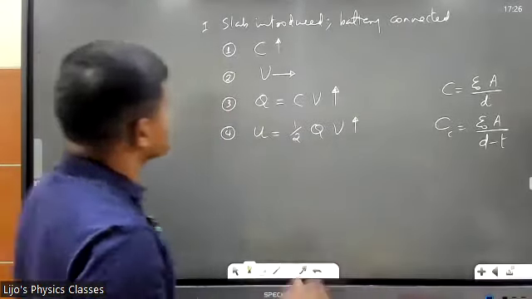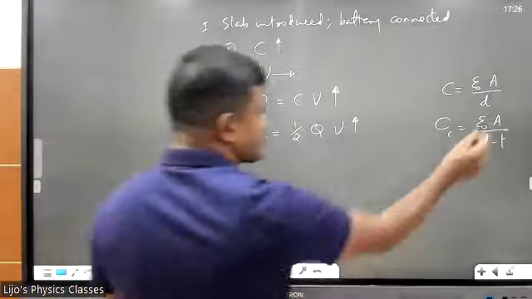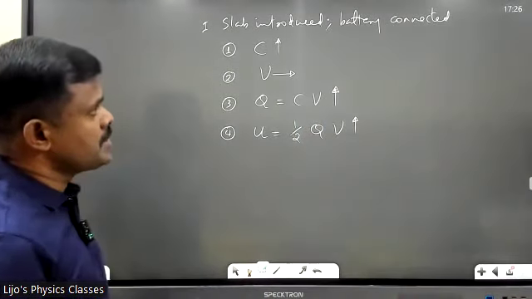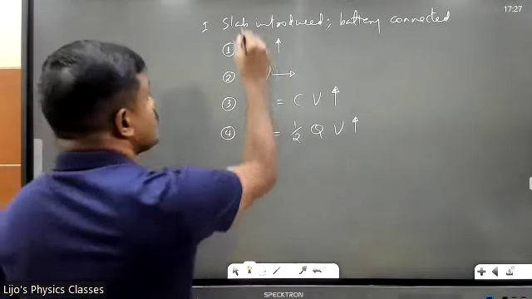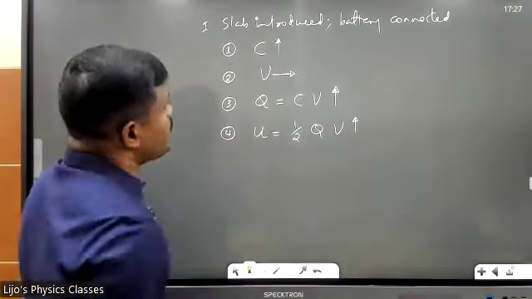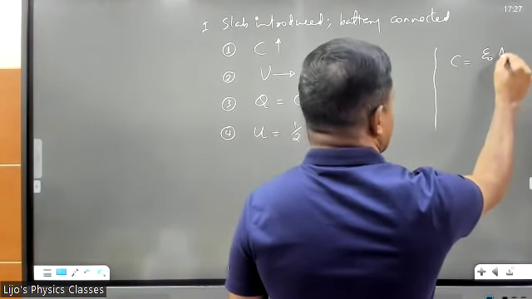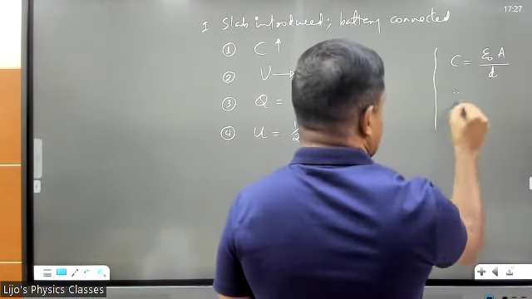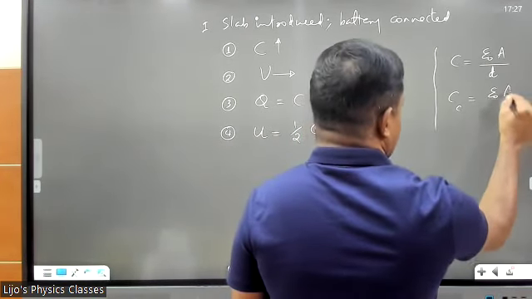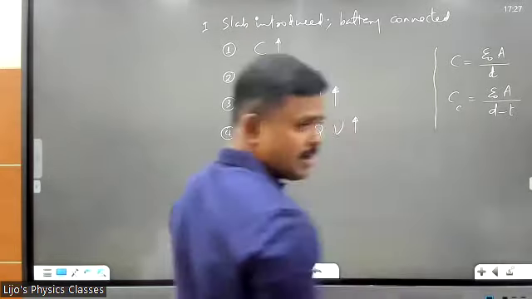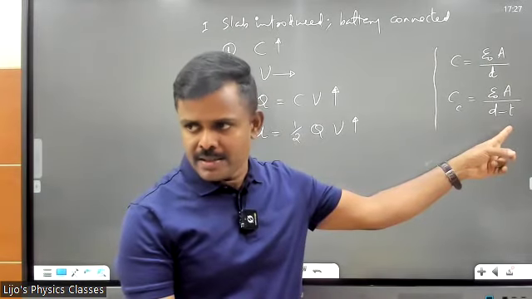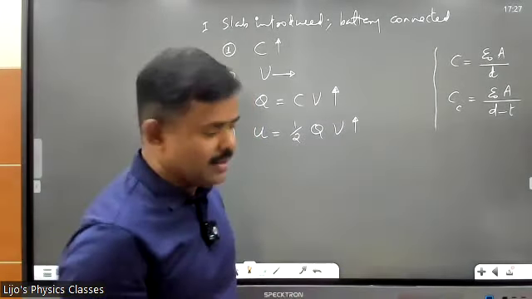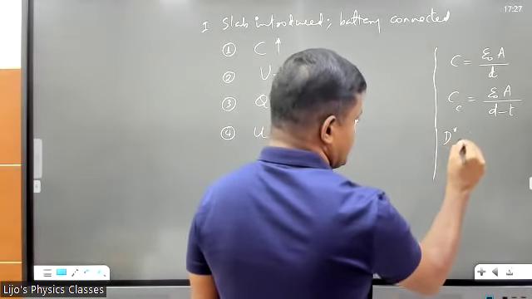Okay, now let us write this. Number 1, slab introduced, battery connected. You are introducing a slab and the battery is still connected. First write this on the margin. Capacitance is epsilon 0 A by d. Capacitance with a conducting slab is epsilon 0 A by (d minus t). Look at the denominator. Denominator decreases, right?